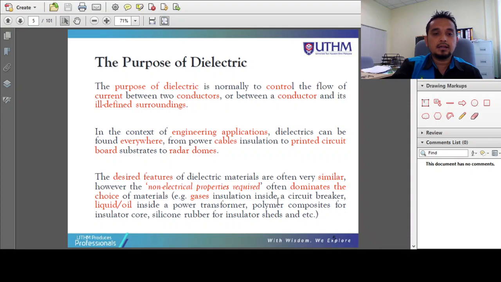In general, you should be able to explain the purpose or function, the role of dielectric material in high voltage engineering. In other words, it is to prevent the current flow and to provide safety to the equipment and humans.